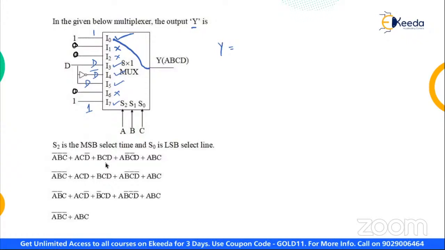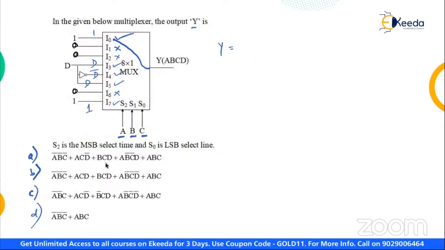Okay, so obviously when S2, S1, S0 are 0, 0, 0, I0 gets connected. So I can write S2 bar. But we don't have to write it in terms of S2, S1, S0. We are going to write it in terms of A, B, C, because if you see the options, they are in terms of A, B, C. So let me write it in terms of A, B, C.